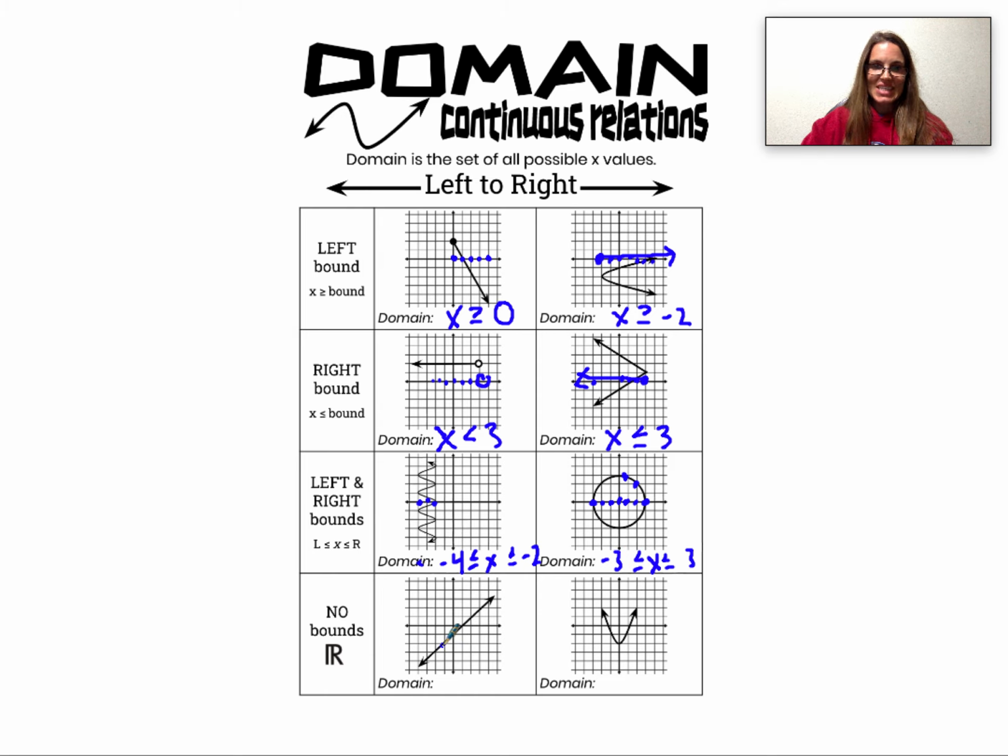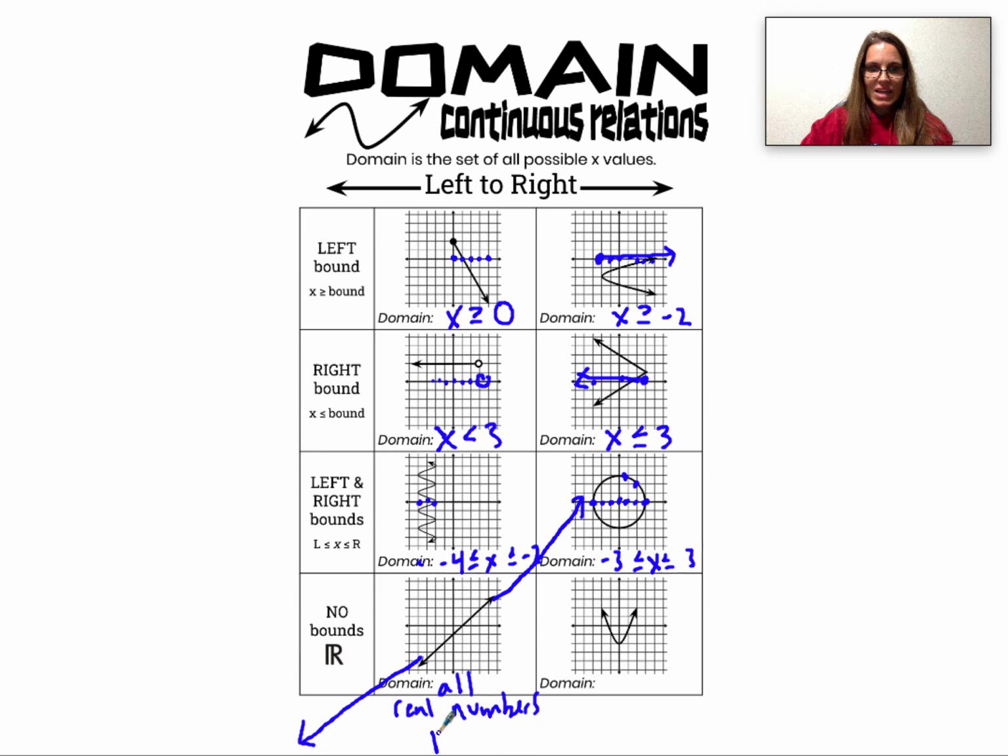Last two examples where there are no bounds. Here x goes forever and ever to the left. It also goes forever down, but that's not relevant right now. It goes forever and ever up and to the right. All we care about is the right part. That means that every single possible value of x has a point on this graph. The way we represent this is we say the domain is all real numbers.